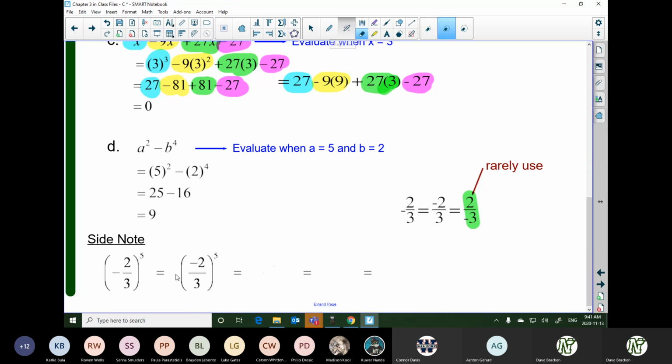On the 3. Don't put the negative down there with the 3 also. Just keep the one negative up in the numerator. Now here's what we can do.